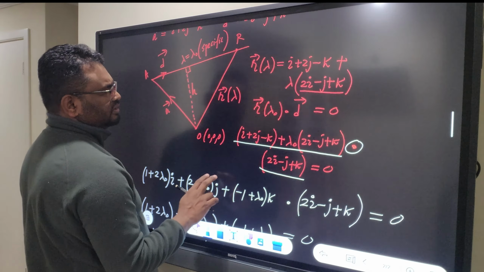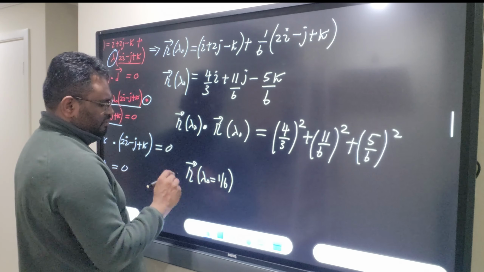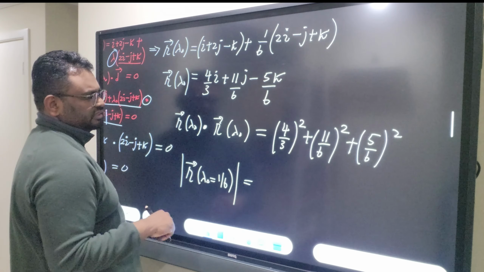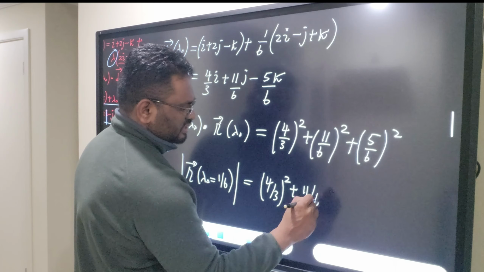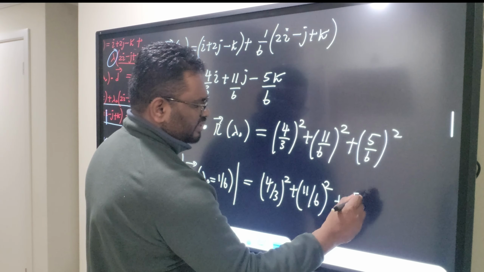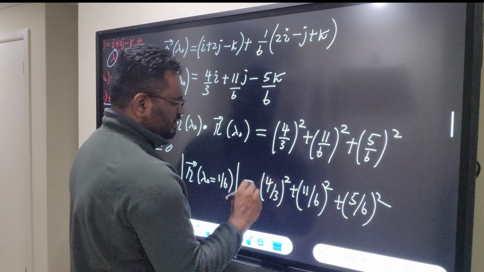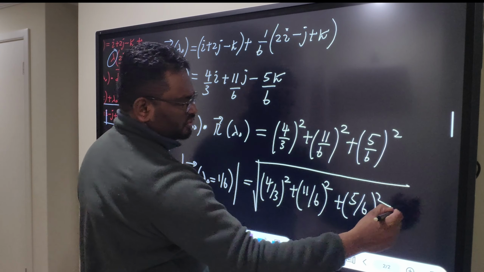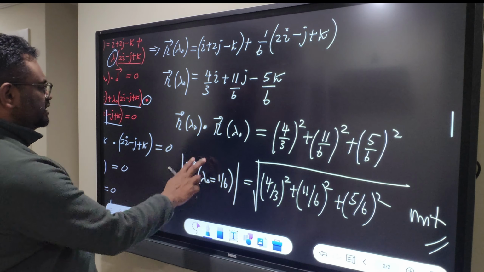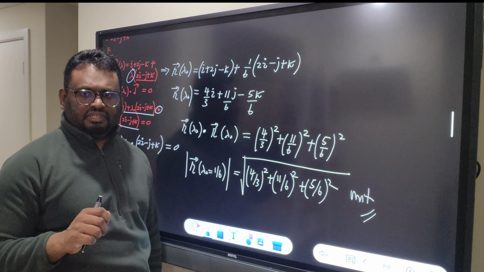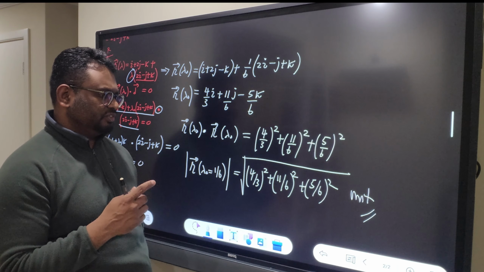So now the magnitude of r of lambda 0, which in our case is with lambda 0 equal to 1 divided by 6, is nothing but the square root of this. So it's going to be the square root of 4 divided by 3 squared plus 11 divided by 6 squared plus 5 divided by 6 squared. This is a length, so you get this as the unit. So this is the final answer. So this is how we have to understand vector lines.